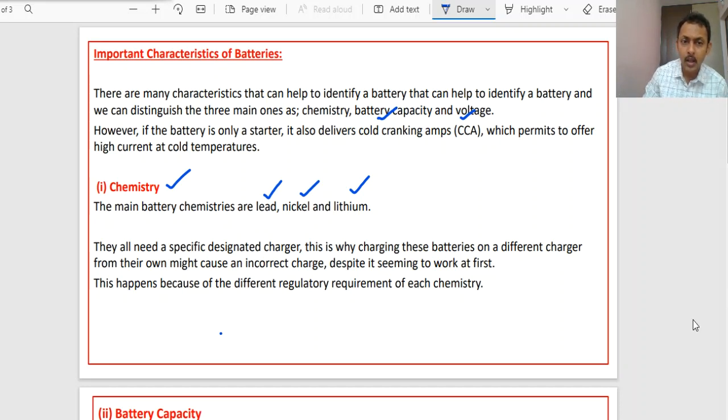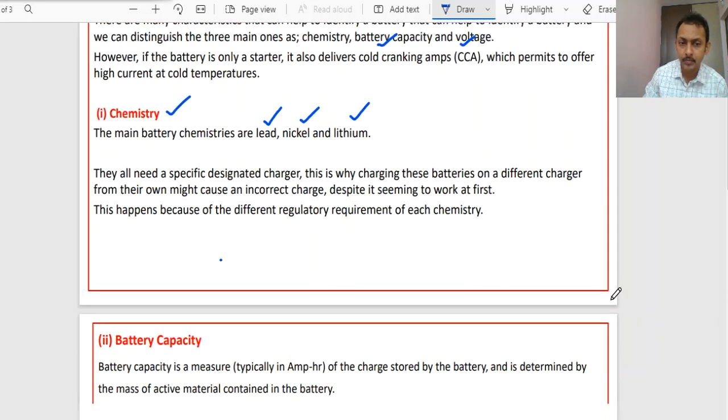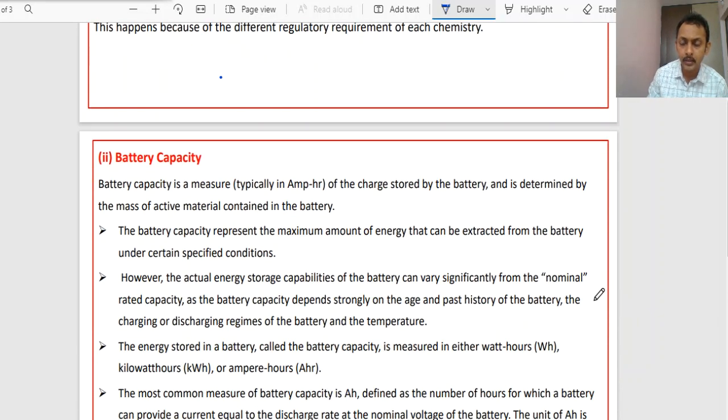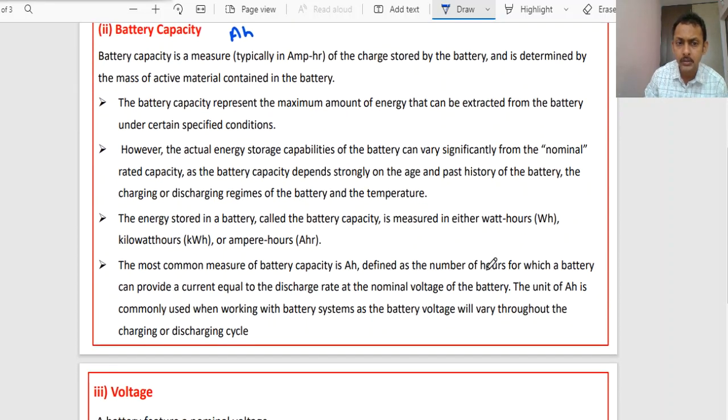Next one is the battery capacity. Here the capacity of the battery, we measure in ampere hour, the Ah rating of the battery. So how do you understand that Ah capacity?